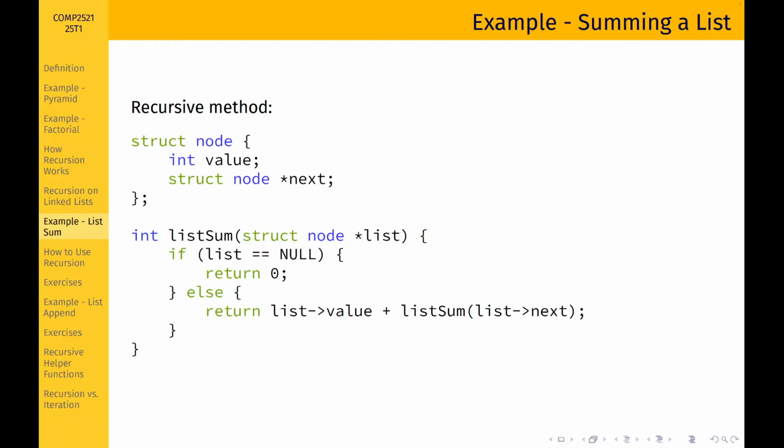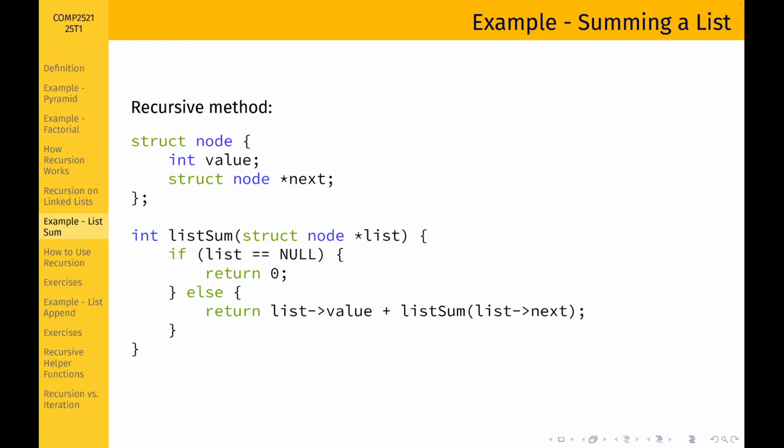Okay, and here is the code for summing the list recursively. So here's our base case. We return 0 if the list is empty, and otherwise we find the sum of the rest of the list, and we add on the first value.